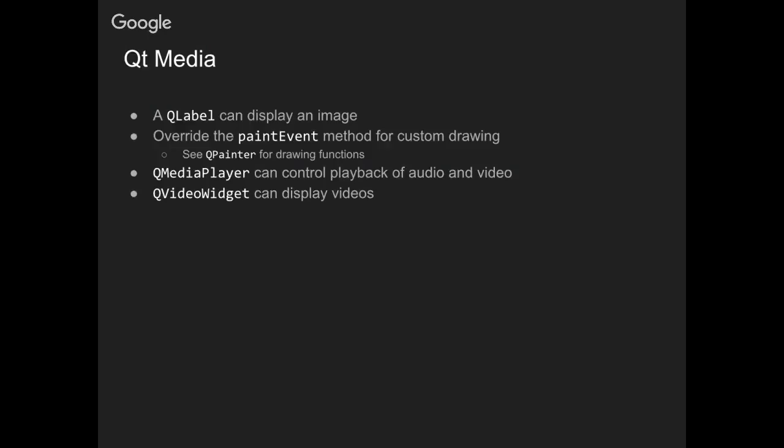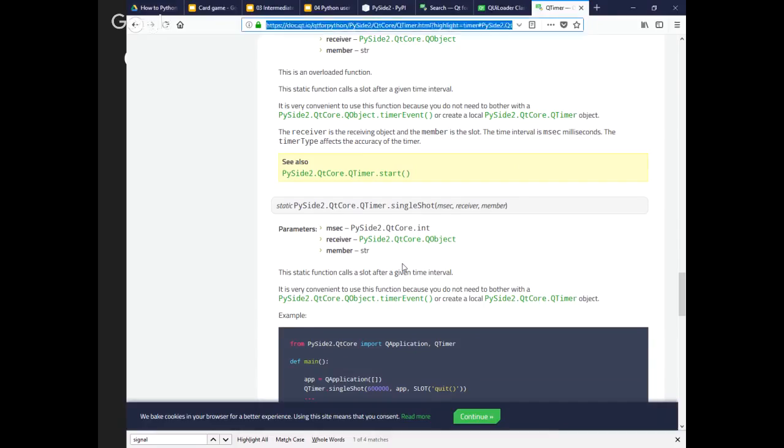These are just some hints about what else you can do with Qt for displaying media. QLabels can be used for displaying images in a very simple way. If you want to do a very complicated graphical thing, like you need to draw circles and lines in very specific ways, you can use the QPainter class. I'm going to pull that up real quick.